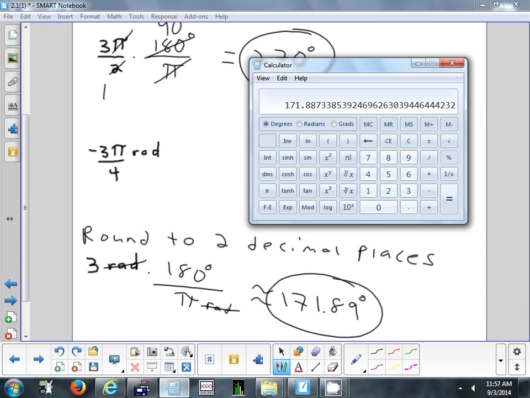Now watch what happens if you use 3.14 for pi. Okay, you got 3 times 180. Divide by 3.14, you get 171.97. 89 and 97 aren't really that close. Okay, that's off quite a bit. So if you see a test and it doesn't specify on the question what to use, always use the pi button. Don't use 3.14.